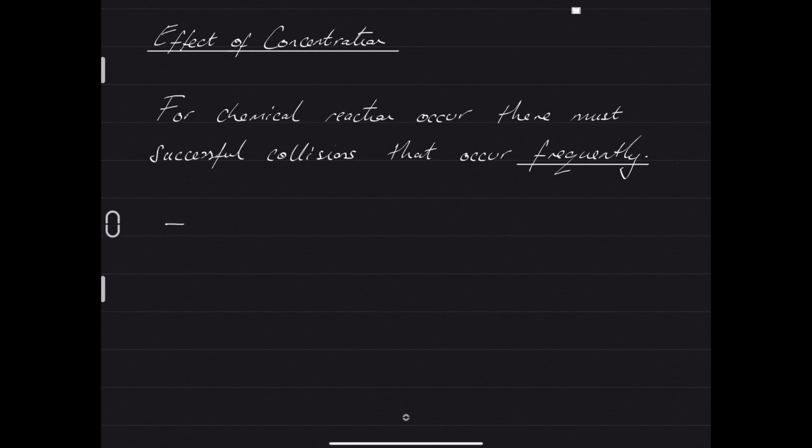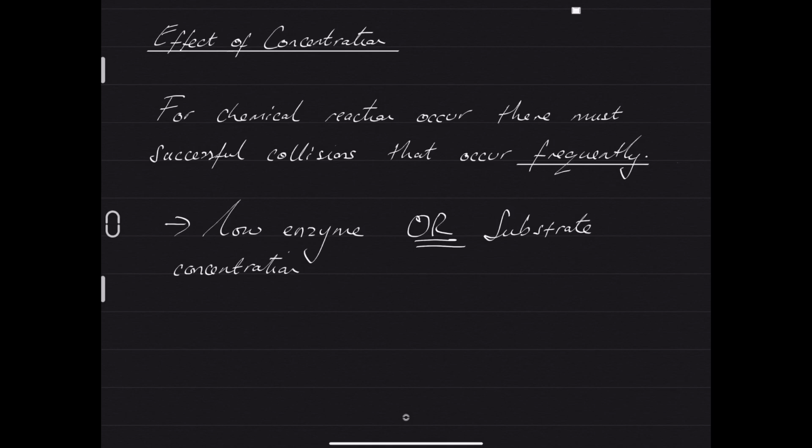So let's say you have low enzyme or substrate concentration. Let's say we have a beaker and we've got 4x amount of substrate and we've only got 1x amount of enzyme. How is this going to affect the rate of a reaction? Just pause the video here and think about it. If we have a low concentration, what is going to be the effect on the rate of a reaction based on the statement above?